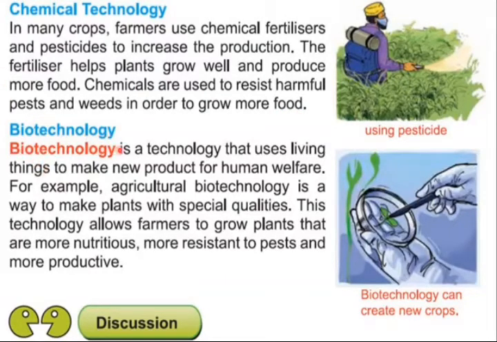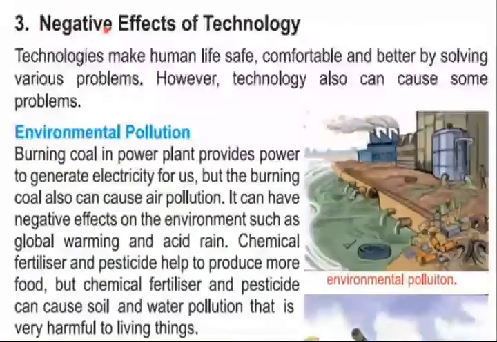Biotechnology. Biotechnology is a technology that uses living things to make new products for human welfare. For example, agricultural biotechnology is a way to make plants with special qualities. This technology allows farmers to grow plants that are more nutritious, more resistant to pests, and more productive. Negative effects of technology. Technologies make human life safe, comfortable, and better by solving various problems. However, technology also can cause some problems.